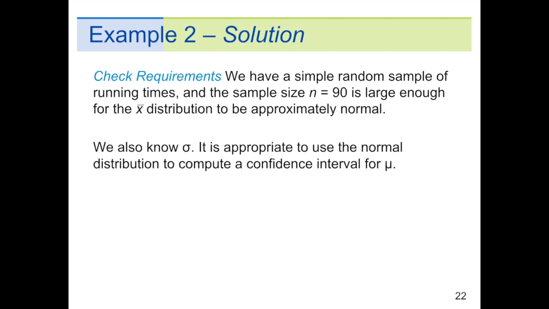We have a simple random sample of running times, and the sample size n equals 90 is large enough for the x bar distribution to be approximately normal. We also know sigma. It is appropriate to use the normal distribution to compute a confidence interval for mu.